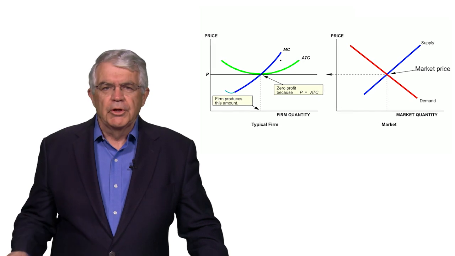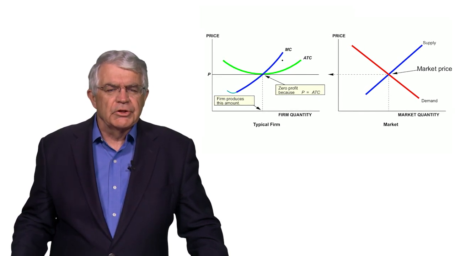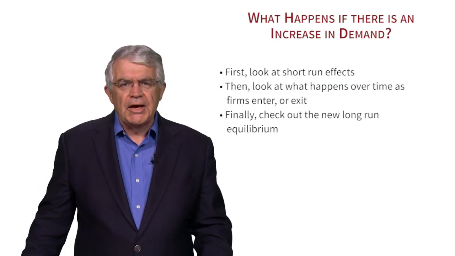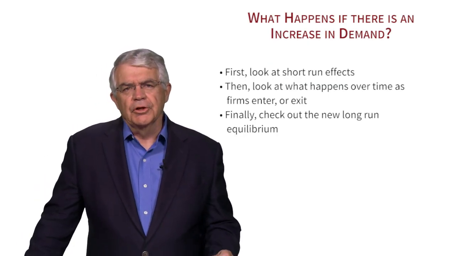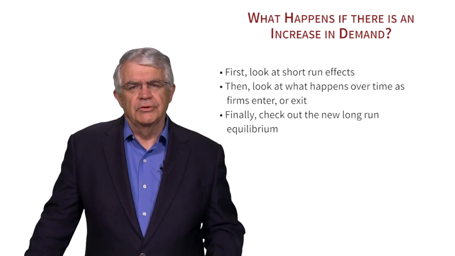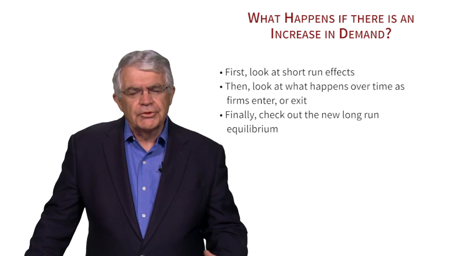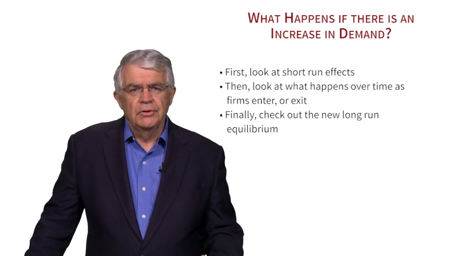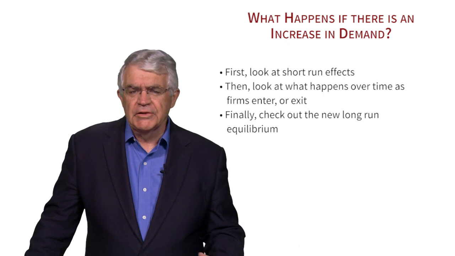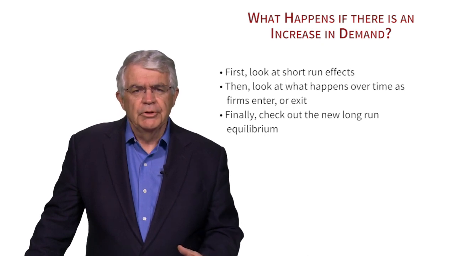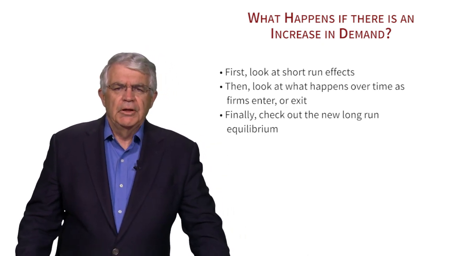This is the equilibrium. Now, to make this model work over time, to see what happens when there's something in the market, we want to sort of disturb this picture. We want to change something and see what happens in the market. So what we're going to do first is just ask the question, what happens in this market if there's an increase in demand, say an increase in the demand for bicycles in the market? So to do that, we're first going to look at the short-run effects. Then we're going to look at what happens over time as firms enter and exit. That's a big part of the dynamics here. And then we're going to finally check to see if we've got a new long-run equilibrium and what that long-run equilibrium actually looks like.